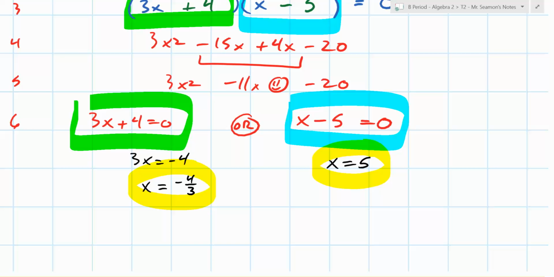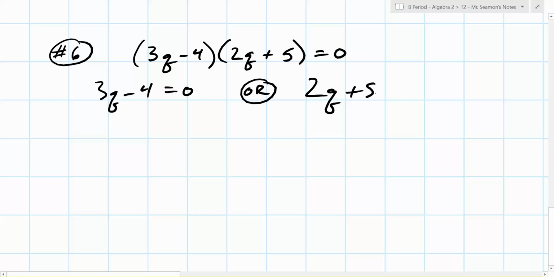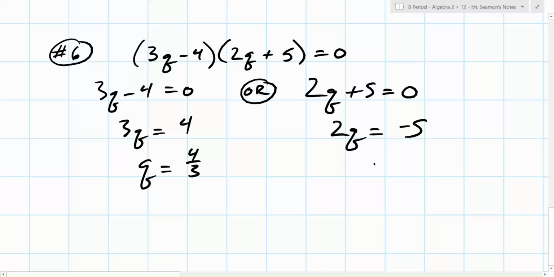Got it? What can you go straight to? The or statements. So 3q minus 4 is equal to 0, or 2q plus 5 is equal to 0. So 3q is equal to 4, q is equal to 4/3, 2q is equal to negative 5, so q is equal to negative 5 over 2. That one's already factored and it equals 0, so you can go straight to the or statements.